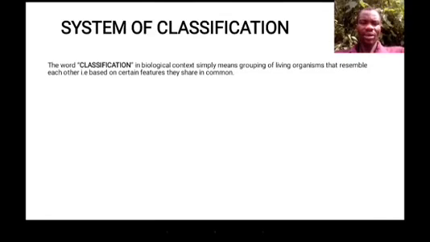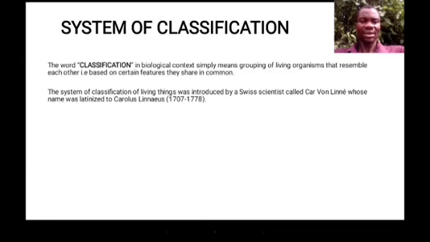System of classification. The word classification simply means grouping of living organisms according to certain features that they share in common. It can be resemblance, it can be morphology, it can be color, it can be anything.